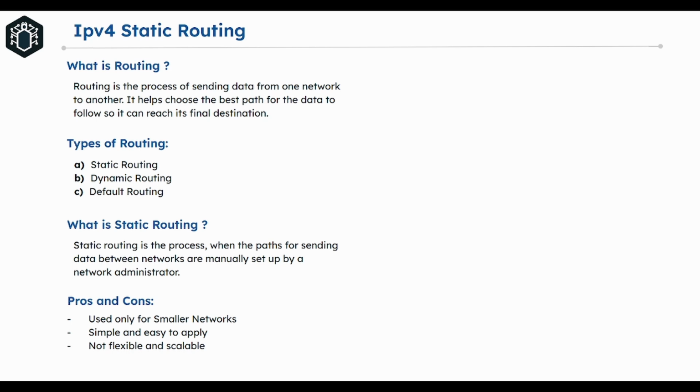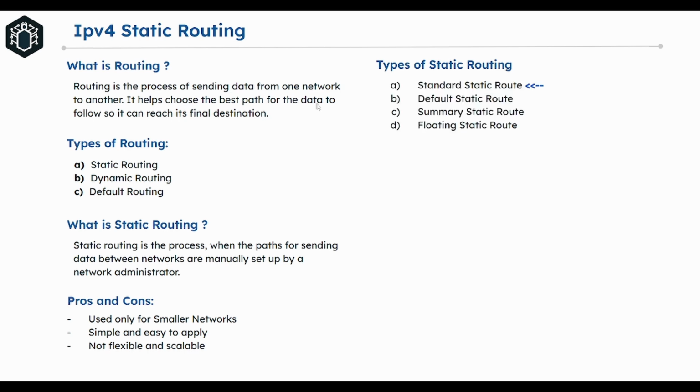There are four types of static routing: standard static route, default static route, summary static route, and floating static route. We are going to focus on the standard static route, and we'll discuss the other types later in this video series.